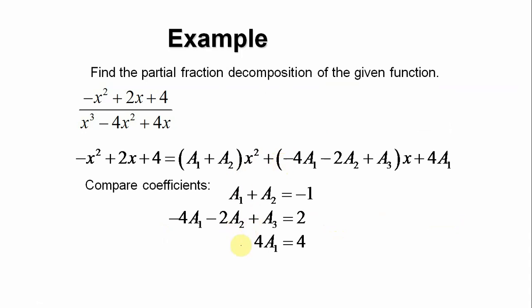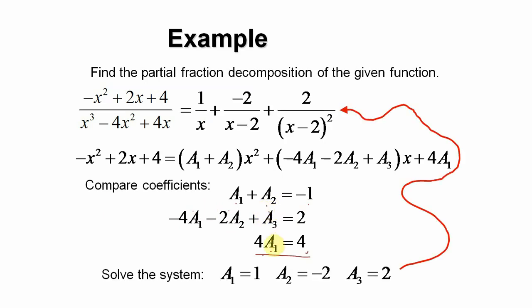Solving these three equations, this particular equation will first give me a1 is equal to 1, 4a1 is equal to 4, so a1 is equal to 1. I can put a1 is equal to 1 over here, so this will give me a2 is equal to minus 2. Then I'll put the values of a1 and a2 over here, and this will give me the value of a3. So I get a1 is equal to 1, a2 is equal to minus 2 and a3 is equal to 2. Putting them over here, I get the partial fraction decomposition.